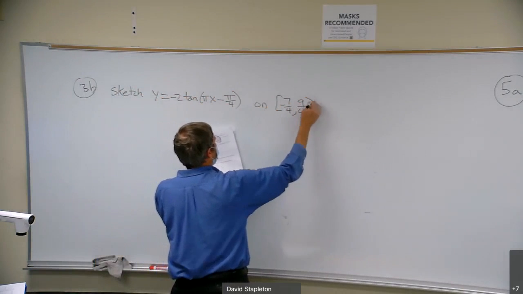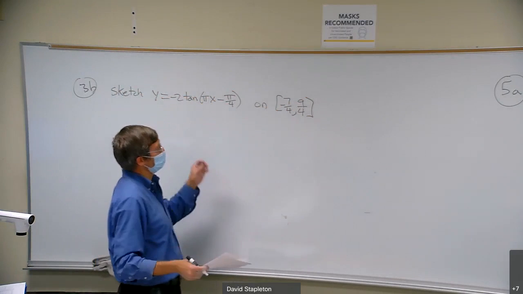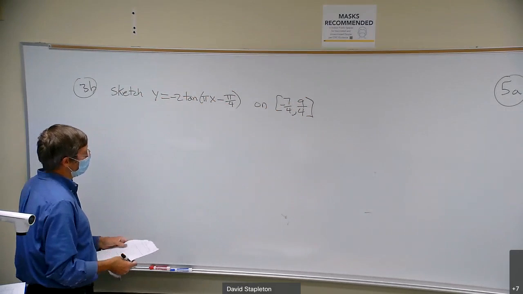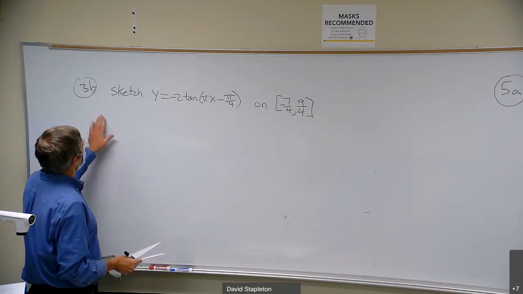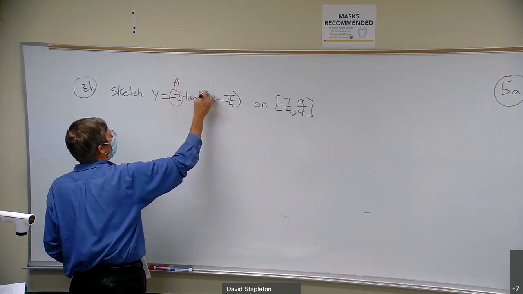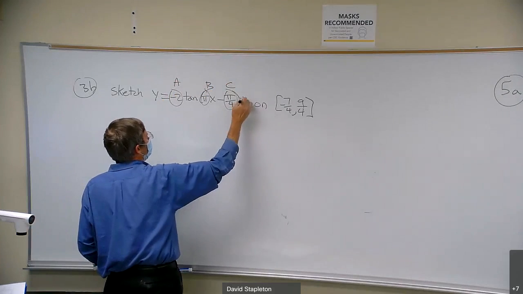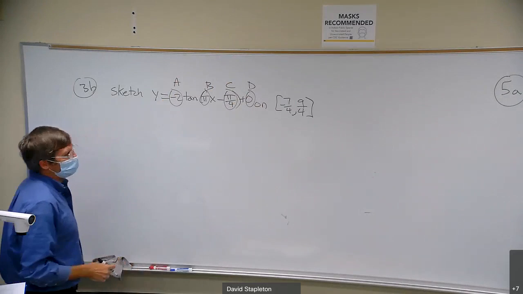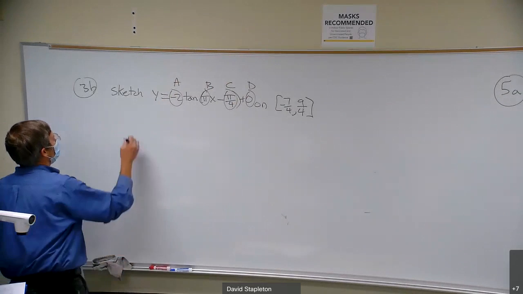Now, I don't pick those numbers recklessly. I try to pick them like 2 periods apart or 4 periods apart, some even number of periods apart, or at least a period and a half apart. How can I sketch that on that interval? We treat this as A tangent of Bx minus C plus D, so I'll put plus 0, and then I can call D equals 0. And the idea is from the 4 letters, you can deduce 5 properties.